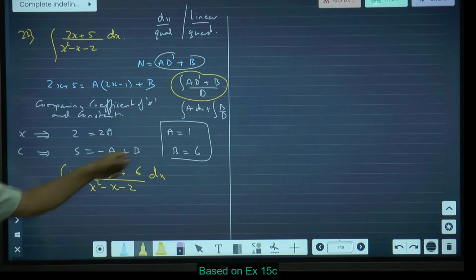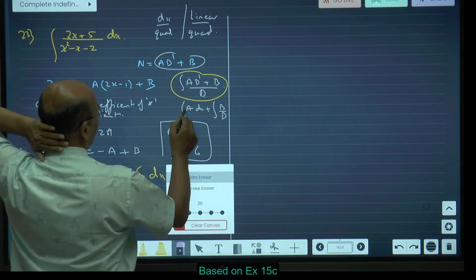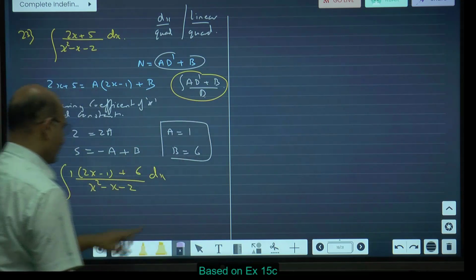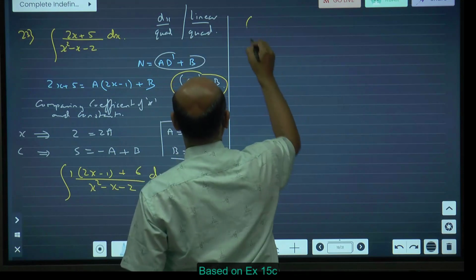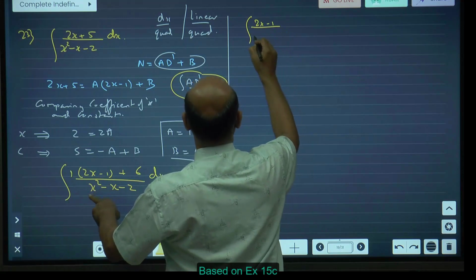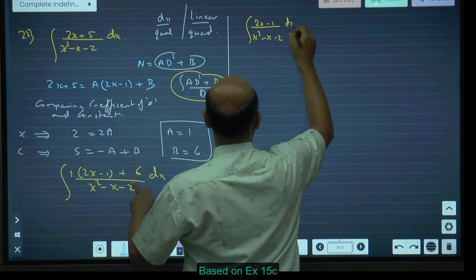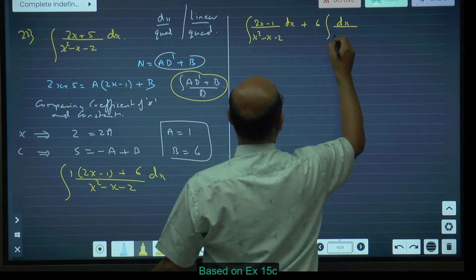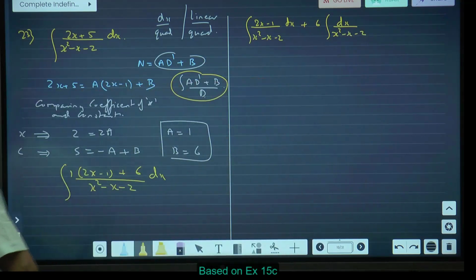If I give this to both of them, sorry, here I have to use log pattern here, not ax. So anyway, once you give it to both of them, let us see what happens now. This will become integral of (2x minus 1) upon (x square minus x minus 2) dx plus 6 integral dx upon (x square minus x minus 2).